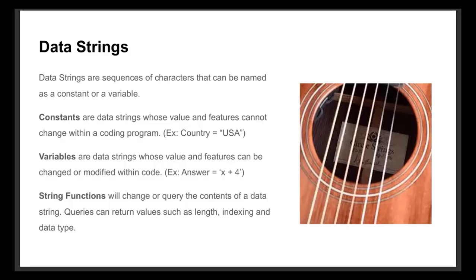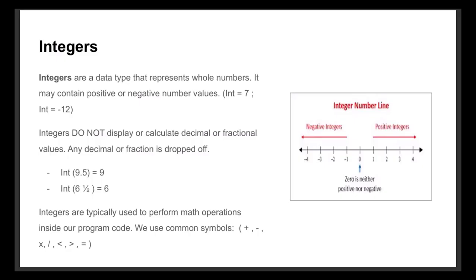Our next 2 character types are numerical data types: integers and floats. An integer is a numerical data type that represents whole numbers. Integers will not display or calculate any decimal or fractional value. Integers can be either positive or negative values, as well as the value of 0. We commonly will display integers within a computer program using the abbreviation INT, that's short for integer.